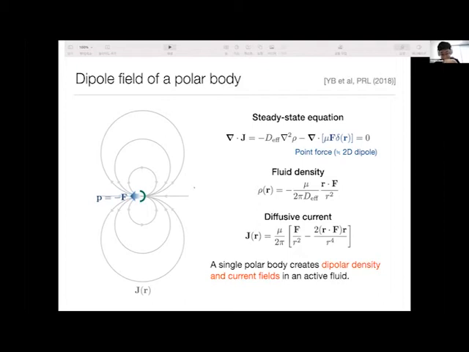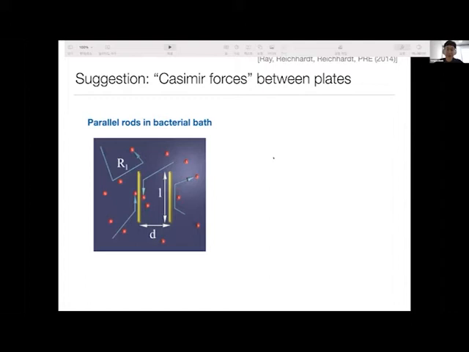So now take advantage of this theoretical intuition. You can make some interesting conclusions about the interactions between objects immersed in an active fluid. For example, let's think of this parallel rod-like object immersed in a bacterial bath. D is the separation, L is the length of the rod, and R_L is the persistence length of the swimming particles.